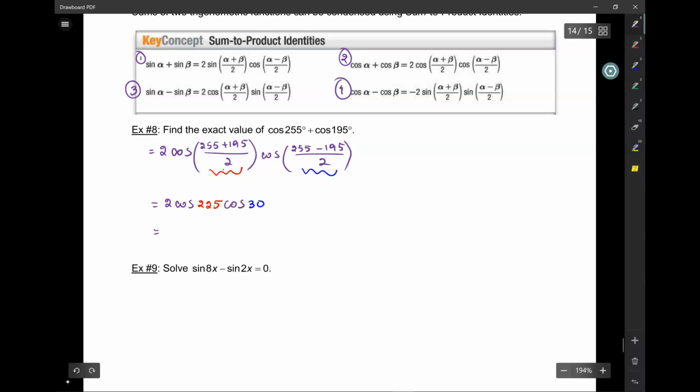Oh my God, look at that. This is 2 times cosine of 225. The reference angle is 45, so 1 over root 2, but is it positive or negative? Negative. Negative 1 over root 2. And what's cosine of 30? Root 3 over 2. So look, this 2 cancels with this 2, and you have negative root 3 over root 2.